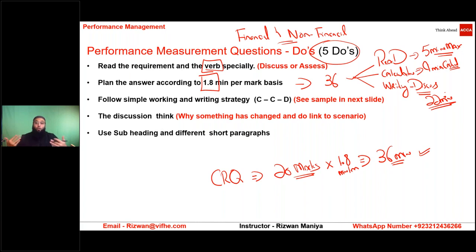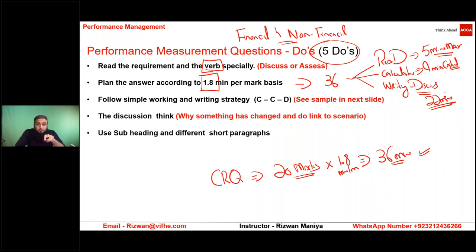We always feel that 36 minutes are not enough in the paper. It's not that, my friends, it's not that. It's the right planning. If you know, you can handle it. So Rizwan Maniya came up with a solution today. And the solution is for the global PM students, that they are given 36 minutes.